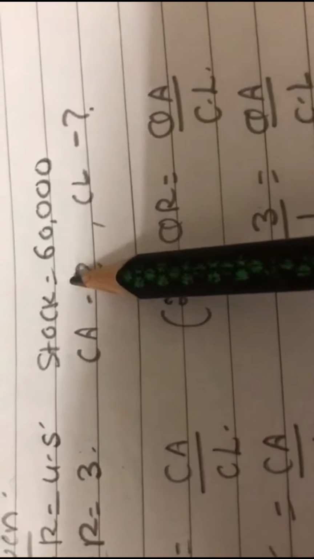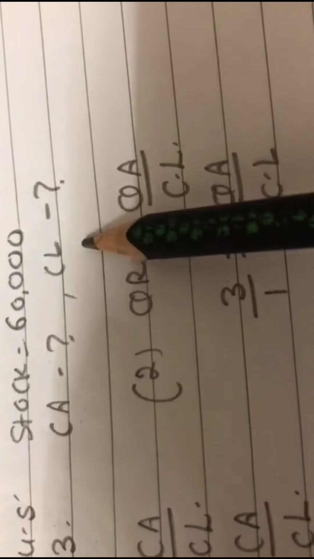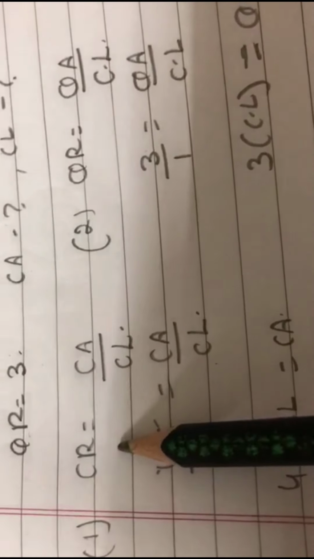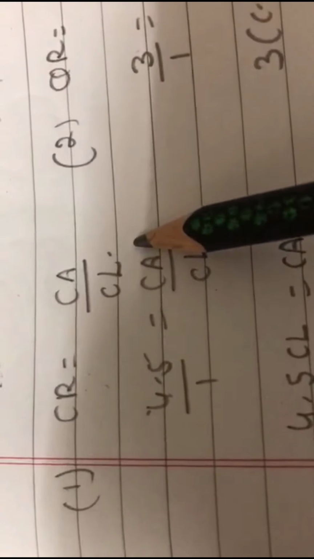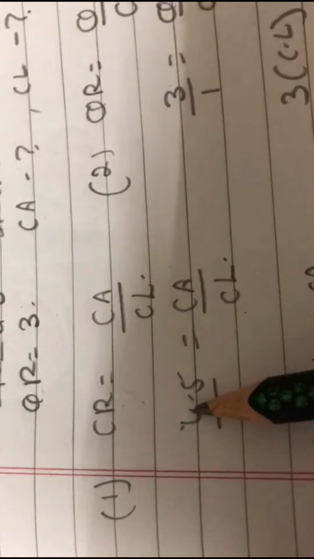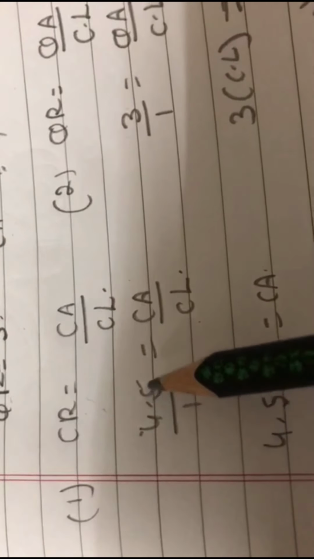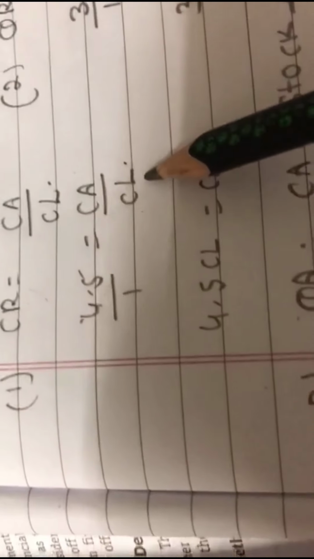They have given you stock. How much is stock? 60,000. We have to find out current assets and current liabilities. First, apply the formula for current ratio. Current ratio is equal to current assets divided by current liabilities. They have given you current ratio, 4.5, which is nothing but 4.5 is to 1. So 4.5 divided by 1 is equal to current assets divided by current liabilities.